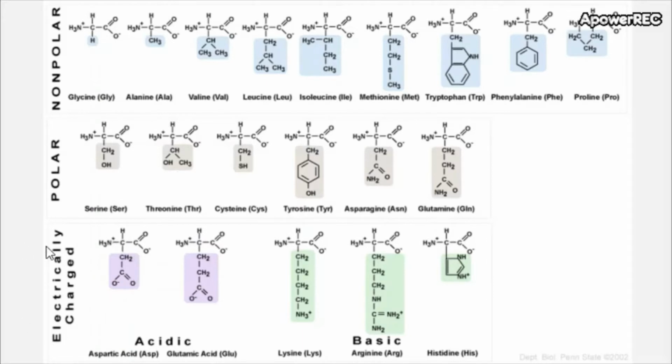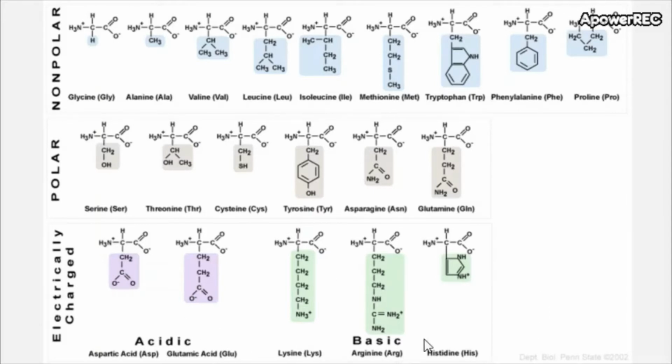We can also have electrically charged amino acids. So we can have negatively charged amino acids. Here we see these are acidic in nature, and these acidic groups have what we call a carboxylic acid group, where you have a double bonded oxygen and a negatively charged oxygen here.